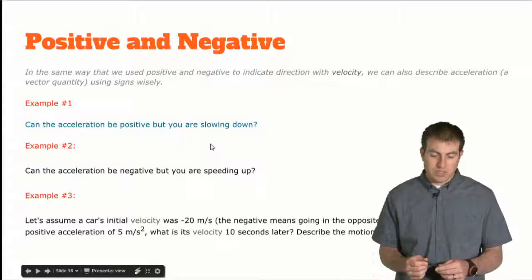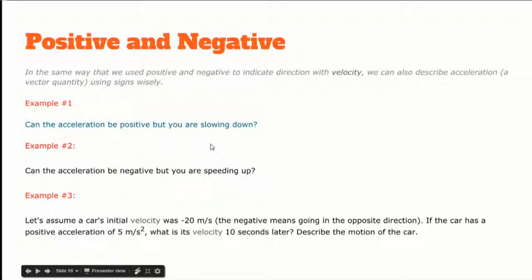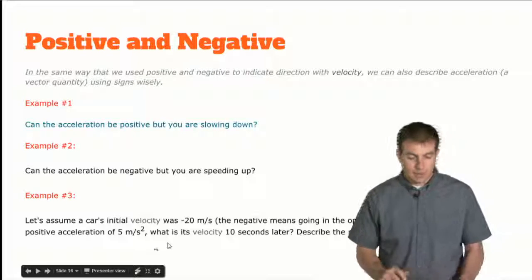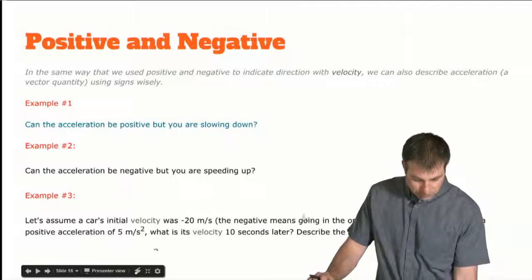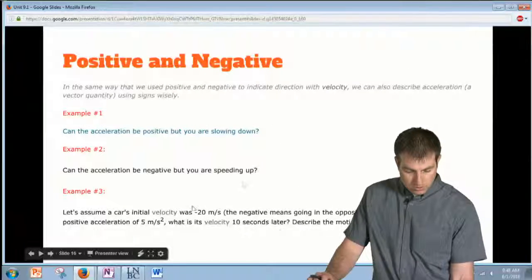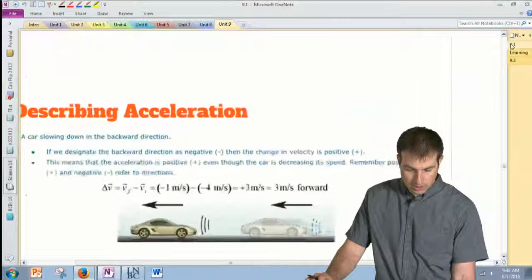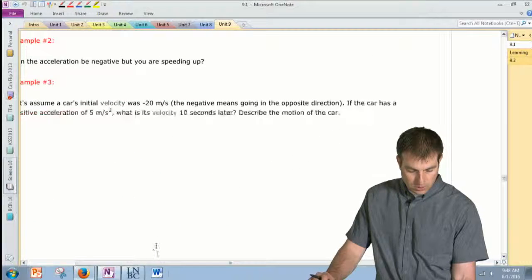Car's initial velocity was negative 20, so I'm going backwards at 20. And the car has a positive acceleration of 5. What's the velocity after 10 seconds? That means my velocity is going to increase by 5 every second. I'm going to jump over to here and let's do this one.